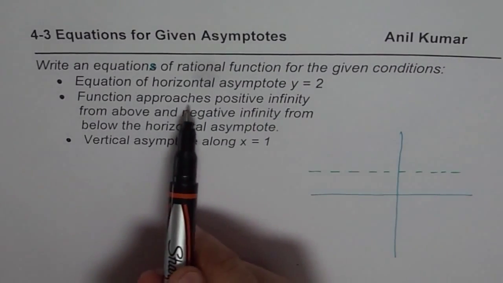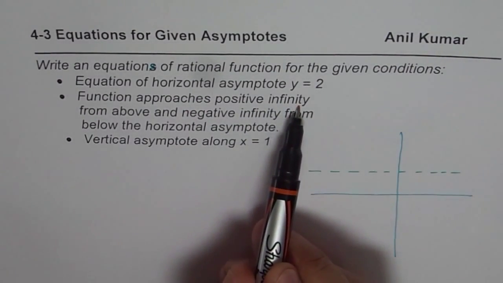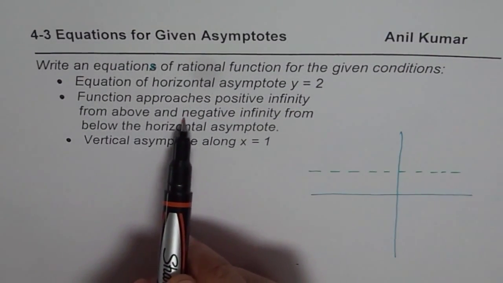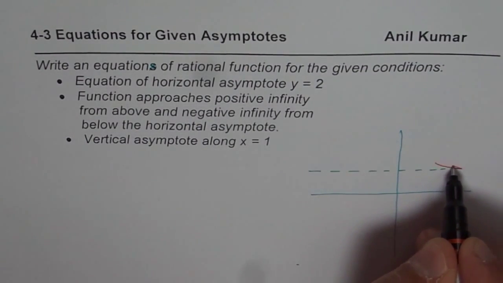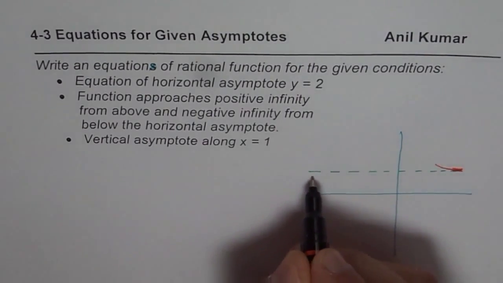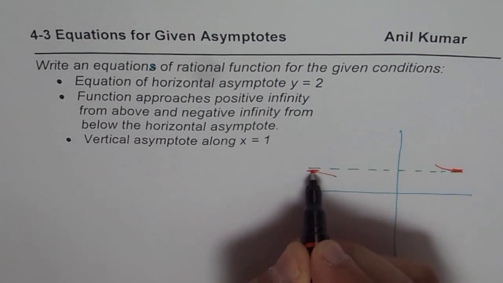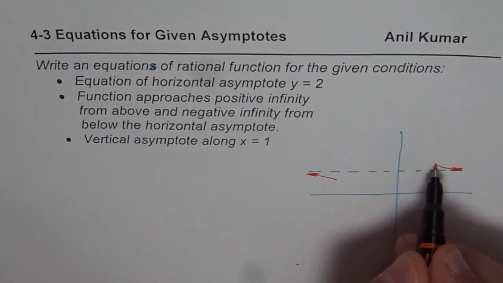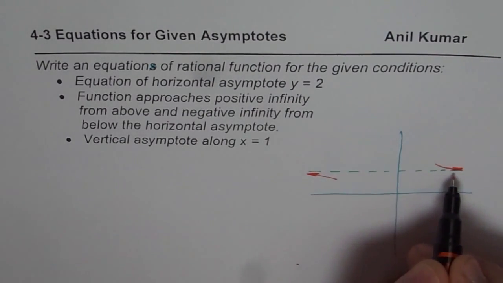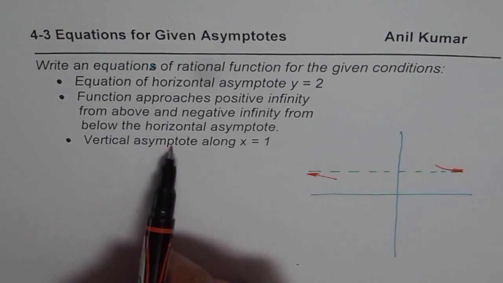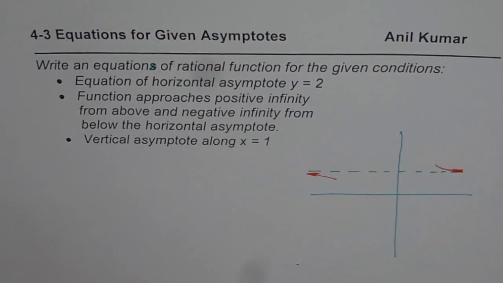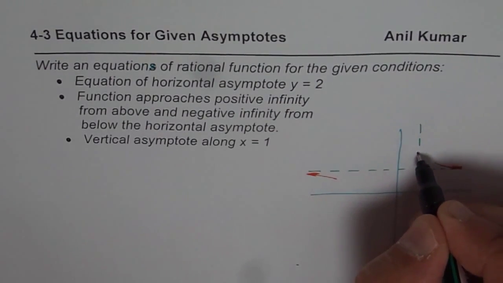Then it says the function approaches positive infinity from above and negative infinity from below. So that means the end behavior is kind of like this. So the function is approaching, right? It's never touching, but it's approaching like this. So it is approaching positive infinity from above and negative from below. So that is the end behavior. And then it says vertical asymptote along x equals 1. So we have a vertical asymptote which is x equals 1. So let us say this is x equals 1.